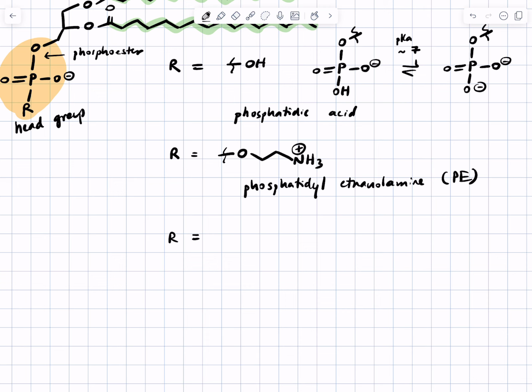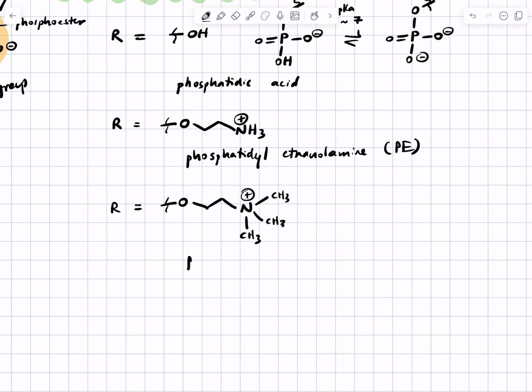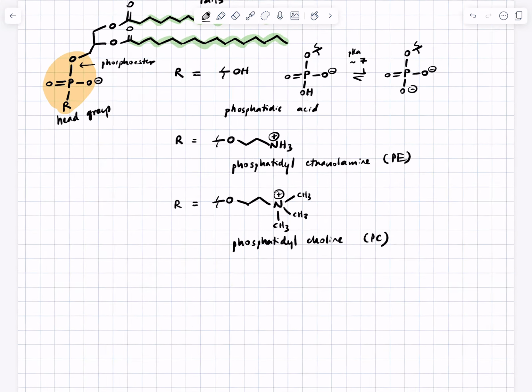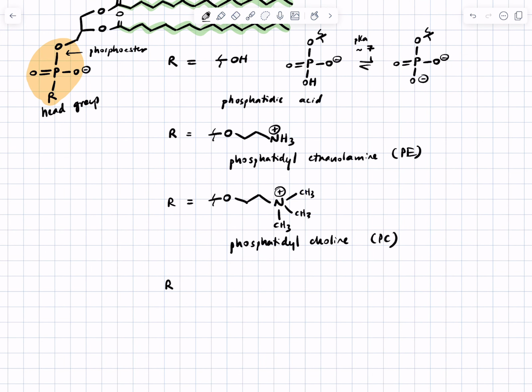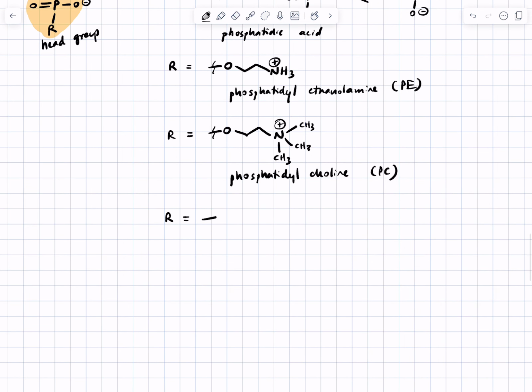If R equals this same oxygen bonded to two carbons, but in this case the nitrogen is bonded to four methyl groups, or sorry, three other methyl groups, that group attached is called choline, and so the resulting phospholipid is called phosphatidylcholine, or PC. And then sometimes that R group, the oxygen is the side chain of a serine amino acid. So here is a serine amino acid.